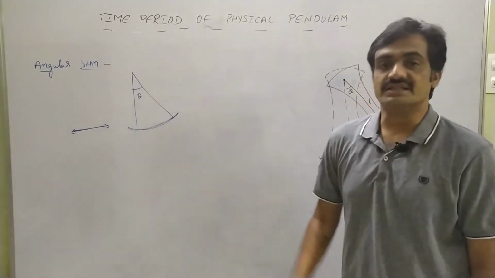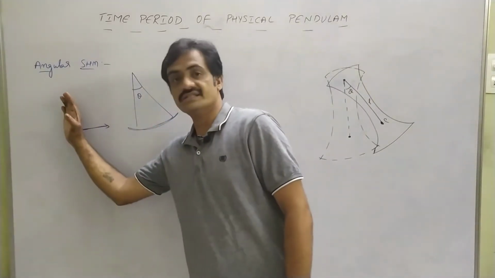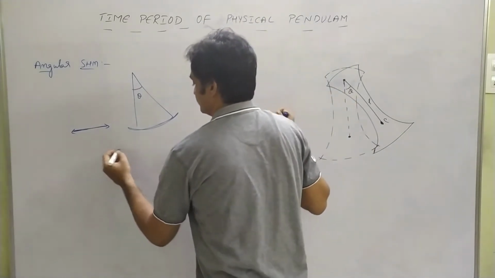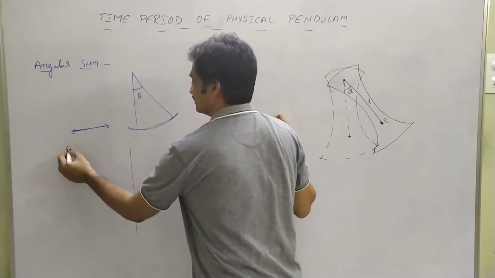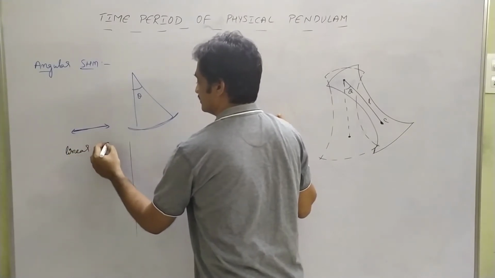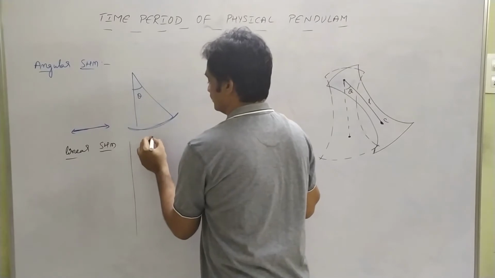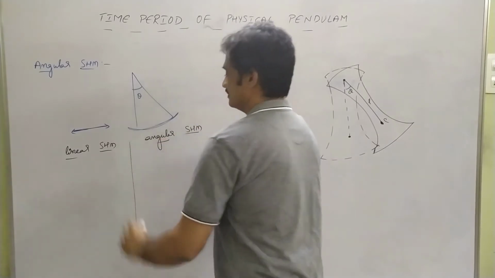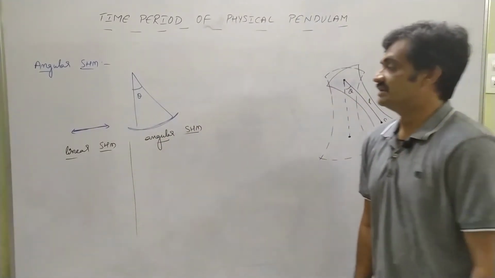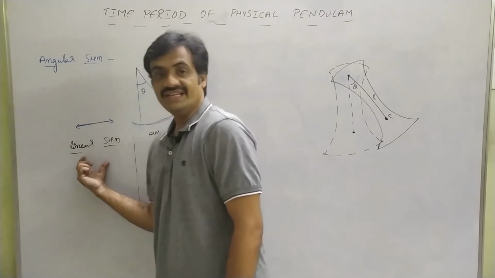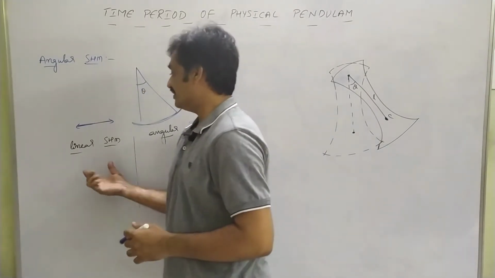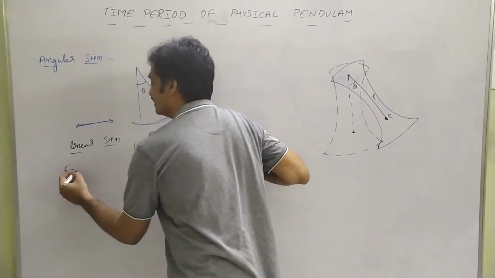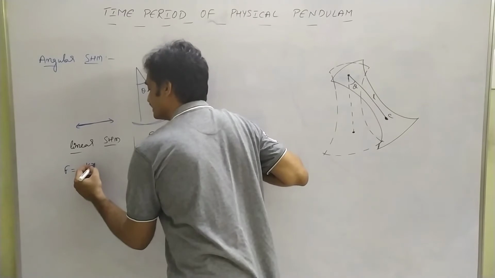Before representing the time period, we are going to compare angular SHM with linear SHM. In the case of linear SHM, when a body is oscillating linearly, the force acting can be represented as F equals minus Ks.